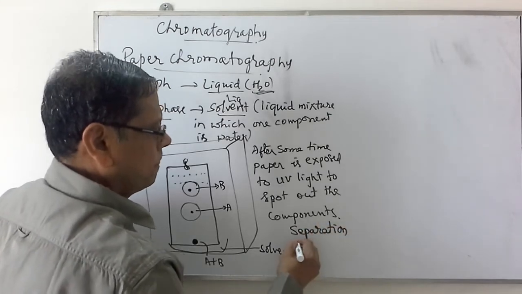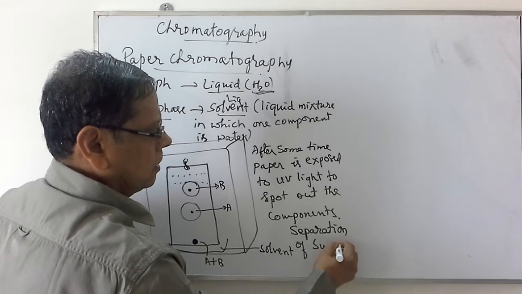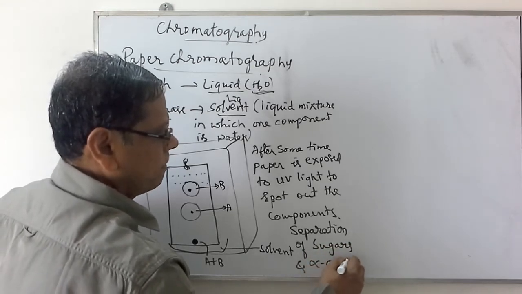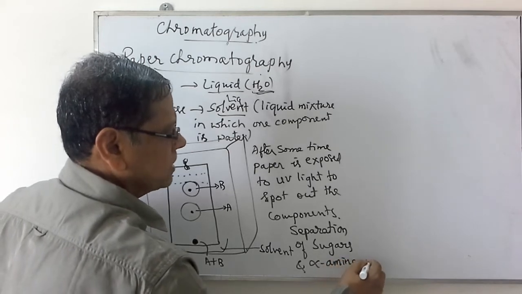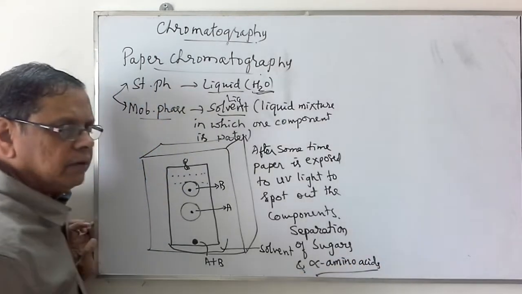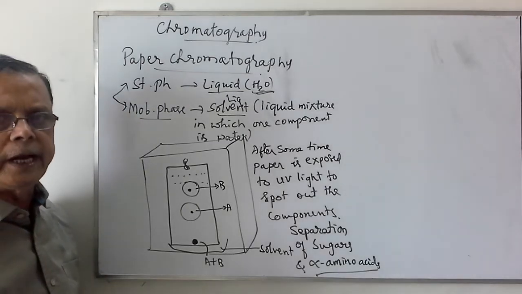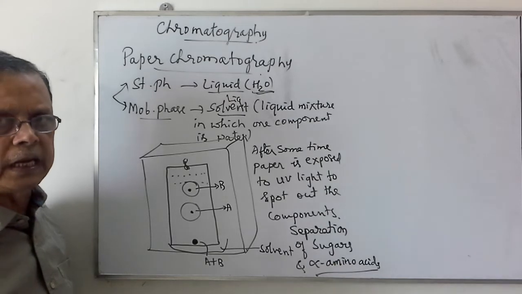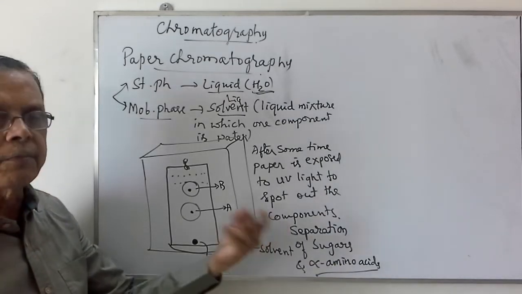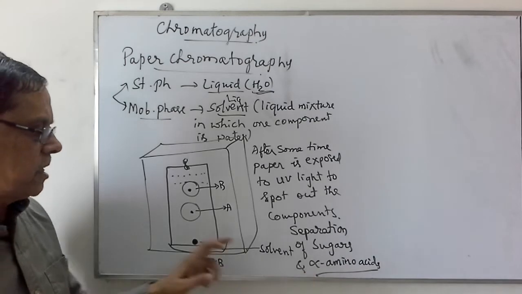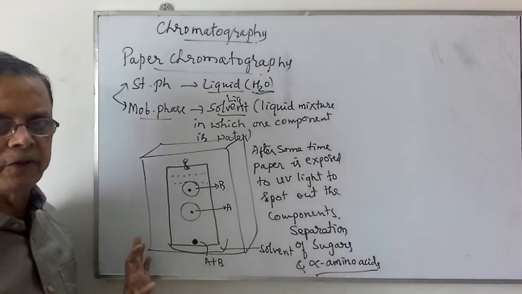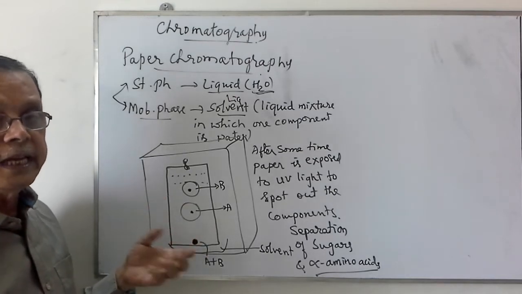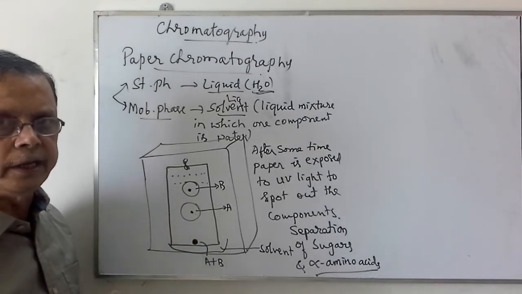of sugars and alpha amino acids. We know very well that when proteins are actually subjected to hydrolysis, either by using acids or by using alkalis, etc., we get the amino acids separated from one another. Those amino acids can be separated by using this paper chromatography. Even the small amounts we can spot out, separate from one another efficiently or quantitatively.